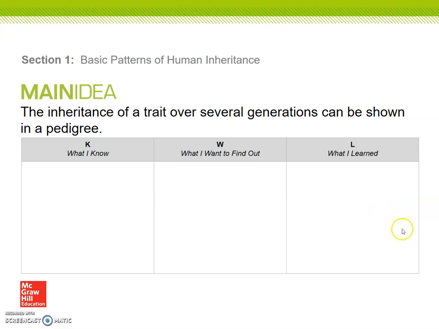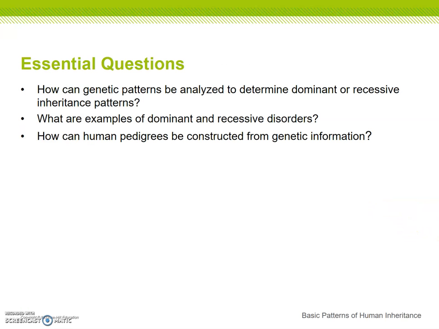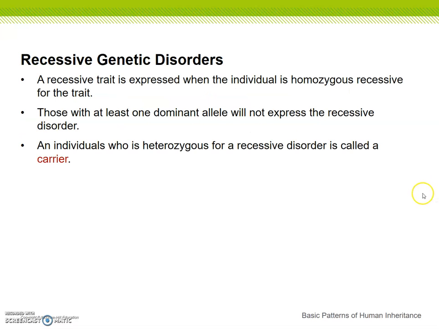Okay, let's keep moving. Here are our three essential questions, or our three main ideas about today's lesson. How can genetic patterns be analyzed to determine dominant or recessive inheritance patterns? What are examples of dominant and recessive disorders? And how can human pedigrees be constructed from genetic information? If you can remember the answers to those three questions when we are finished, you are in a great spot. Okay, first let's look at recessive genetic disorders.